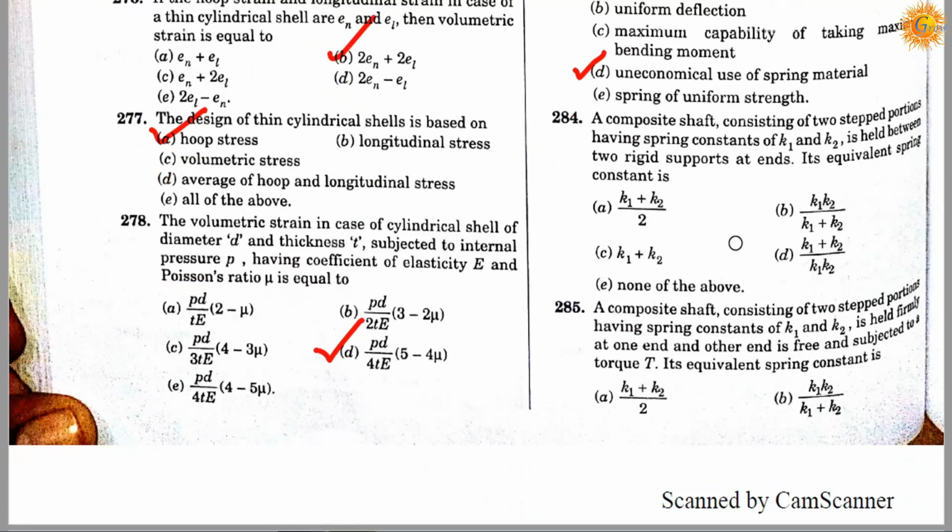Question number 284. A composite shaft consisting of two stepped portions having spring constants K1 and K2 is held between two rigid supports at ends. Its equivalent spring constant is: option A, (K1 plus K2) divided by 2; option B, K1 K2 divided by (K1 plus K2); option C, K1 plus K2; option D, (K1 plus K2) divided by K1 K2; and option E is none of the above. Correct answer is C. It will be K1 plus K2.